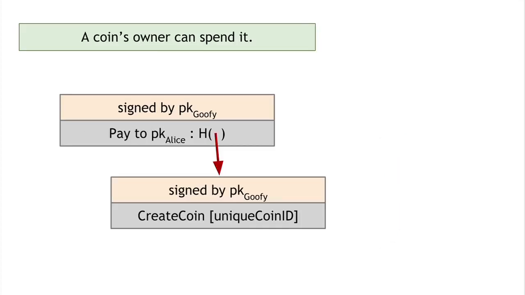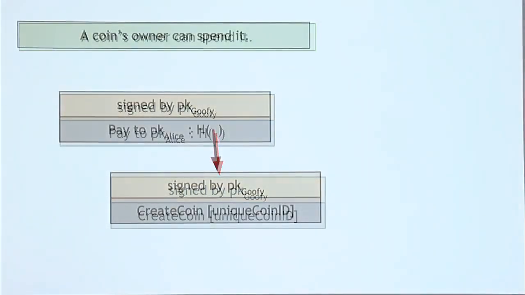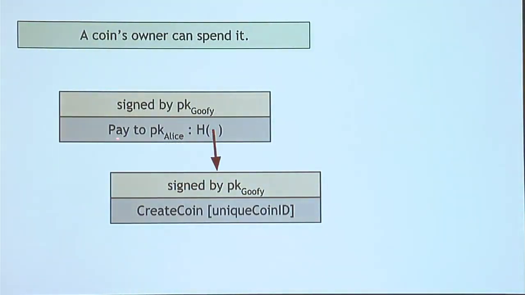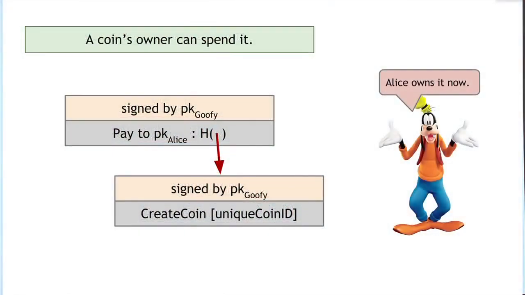The second rule of Goofy Coin is that whoever owns a coin can pass it on to someone else. They can spend it. So for example, here we have the coin that I showed you before that Goofy created. And now we're going to take a hash pointer to that coin. And then we're going to create a statement. Goofy's going to make a statement that says, pay this to Alice. Alice is being named by a public key here. Pay to public key Alice the coin that's represented by this hash pointer. And this is also signed by Goofy. Now, Goofy is the one who owned that coin, and so Goofy has to sign any transaction that spends the coin. And once this has happened, now Alice owns the coin.